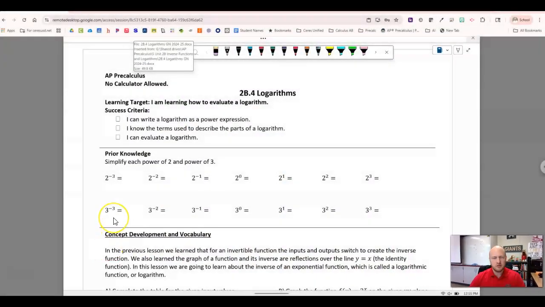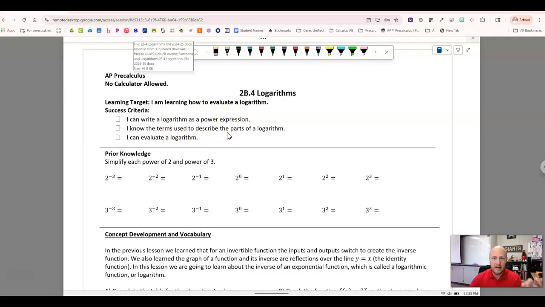This is 2B-4 and we are going to talk about logarithms. We are going to first learn about what a logarithm is and how to evaluate it, and you'll be successful if you can write a logarithm as a power expression, as its inverse. You know the terms to describe the parts of a logarithm. We'll get into that, and again, you can evaluate a logarithm.